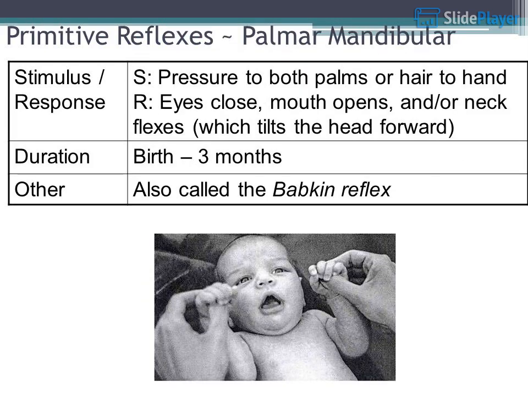Primitive reflexes: palmar-mandibular. Stimulus, response: pressure to both palms or hair to hand. Eyes close, mouth opens, and/or neck flexes, which tilts the head forward. Duration: birth, 3 months. Other: also called the Babkin reflex.